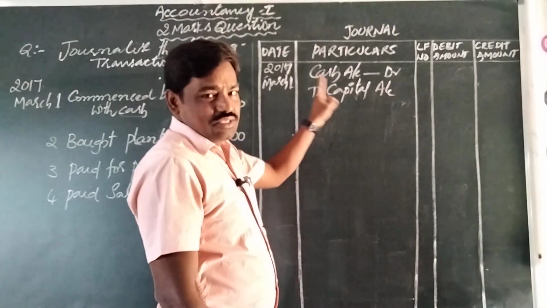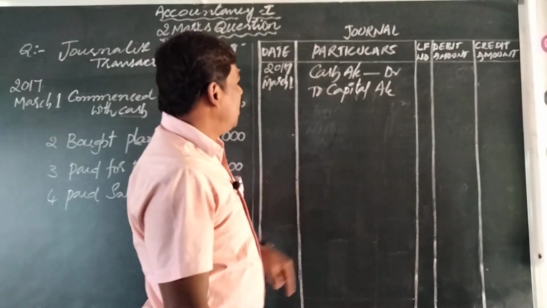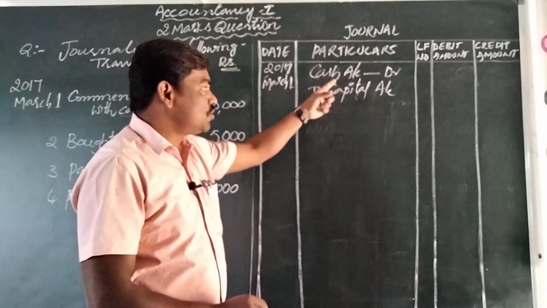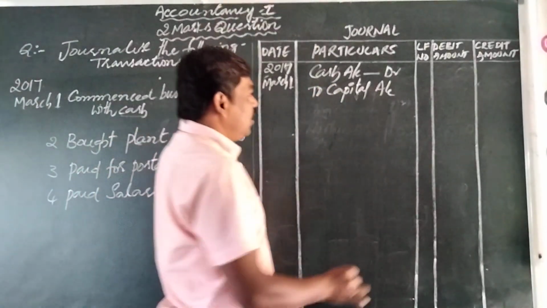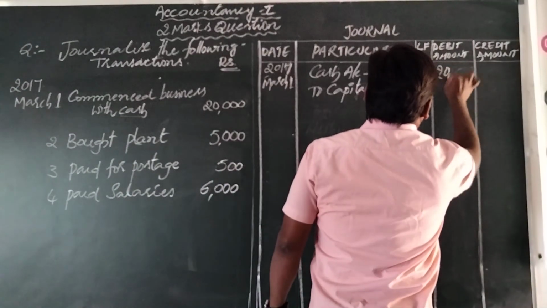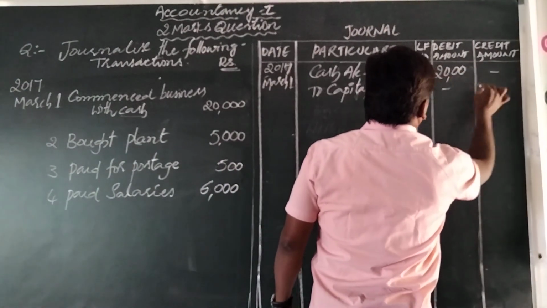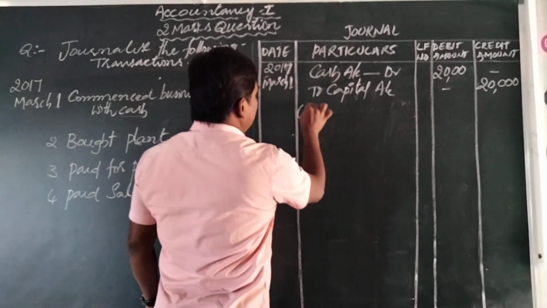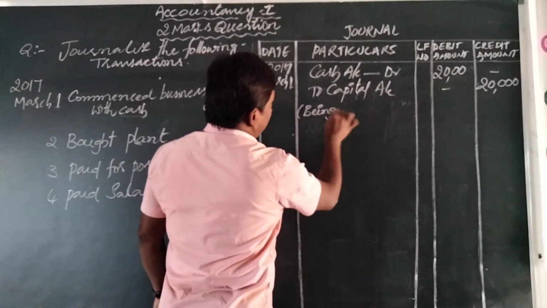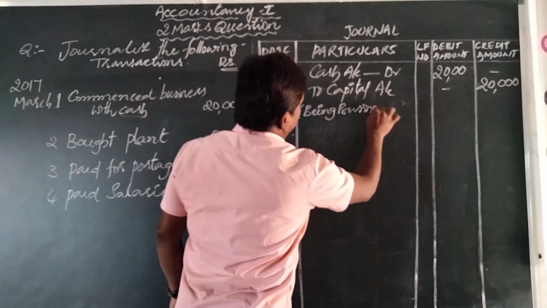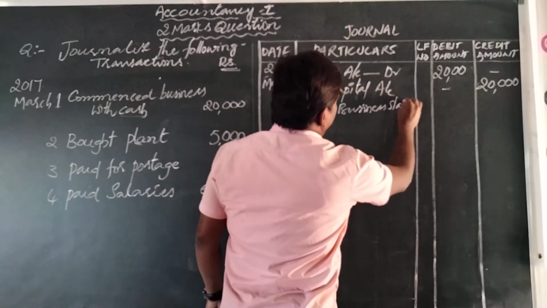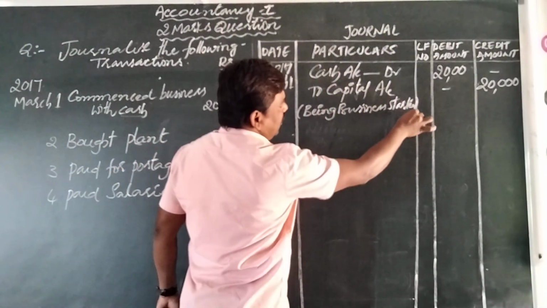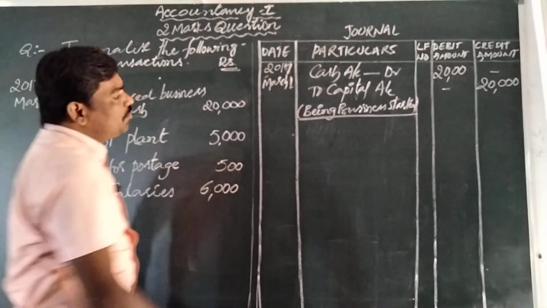You can memorize this entry, as there is a little ambiguity in understanding, so it's better to memorize. Cash account debit to capital account, and amount 20,000 in the debit column and 20,000 in the credit column. Write the narration: being business started with cash. So the first transaction entry we have written, and come to the second transaction.